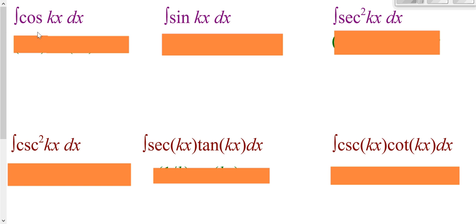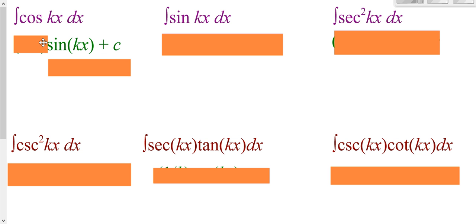So here you got to think, the derivative of what is cosine? Well, that's sine, and you have your plus c. And then you got to think, what do I have to do to undo my chain rule? I'd have to have a 1 over k in front, because the derivative of the inside is k, and I'd have to undo that. Here, you'd still have to have your plus c.